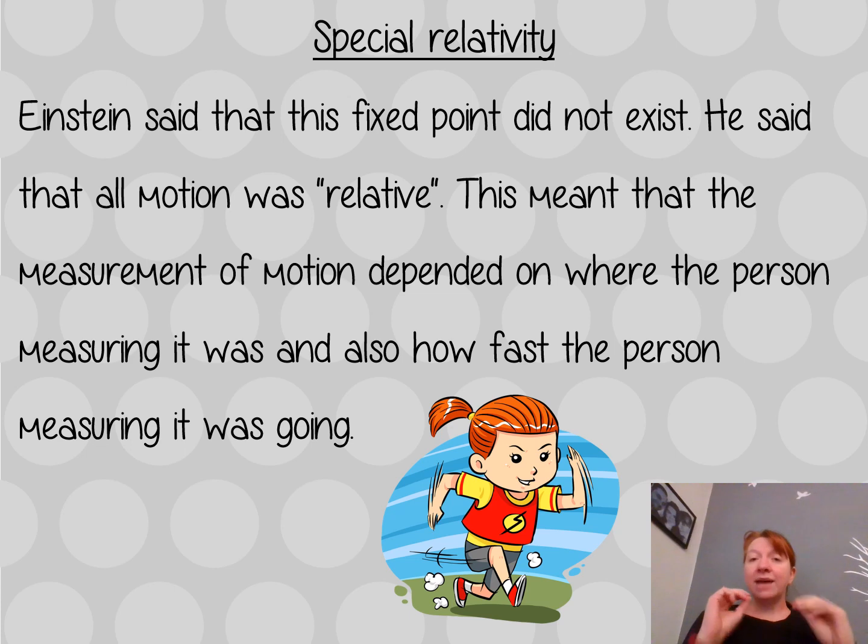But he said that time actually was going quicker and slower depending on what you were doing, and he measured it with clocks. So this meant that the measurement of the movement of the motion depended on where the person who was measuring it was, and also how fast they were travelling themselves.